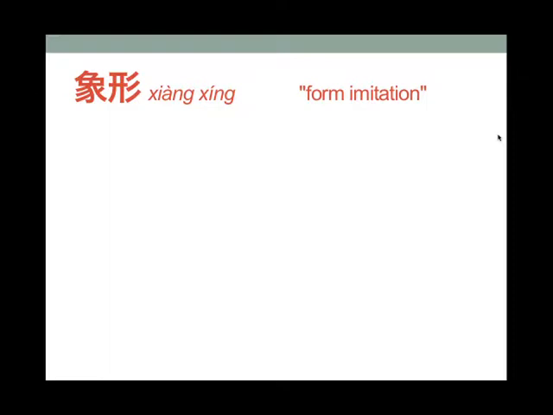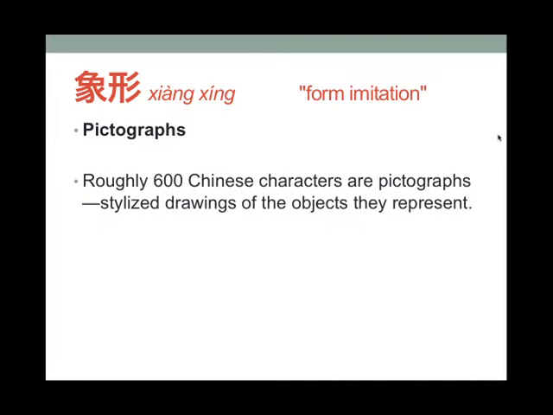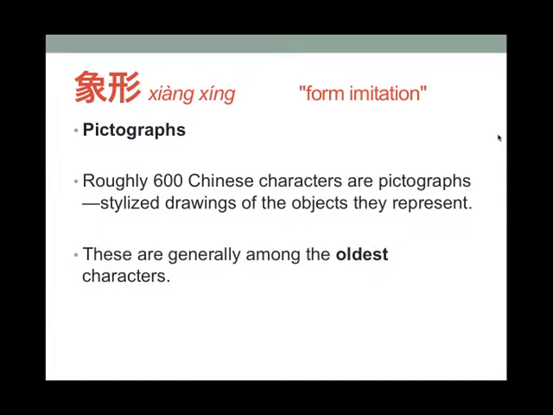Xiang xing, 象形字, literally form imitation. These characters are pictographs, meaning they are like Egyptian hieroglyphics in a way. They represent what they mean in their shape. There are roughly 600 Chinese characters that are pictographs. Pictographs are stylized drawings of the objects that they represent. Only 600, this is a very small minority, but these characters are generally among the oldest of Chinese characters.